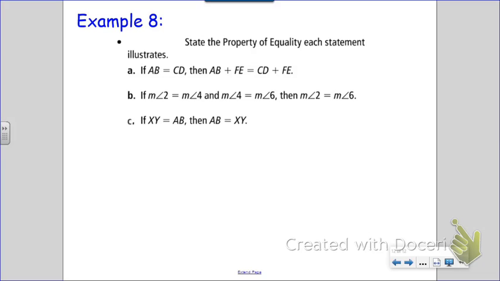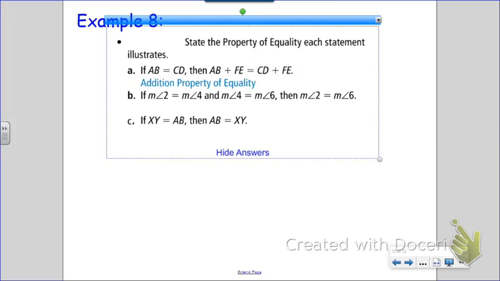And finally, stating the property again for each one. So if we add the same thing to both sides, that's addition. It doesn't matter if it's a segment, an angle, or a measurement. On the second one, if 2 equals 4 and 4 equals 6, then 2 equals 6, that's transitive property. And this next one, you're just switching them around. So again, it's symmetric property.